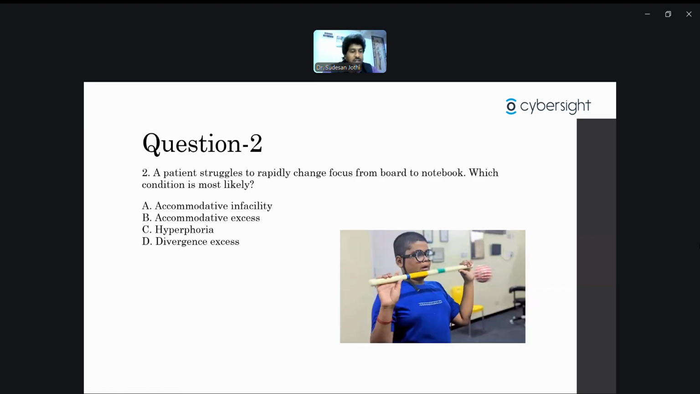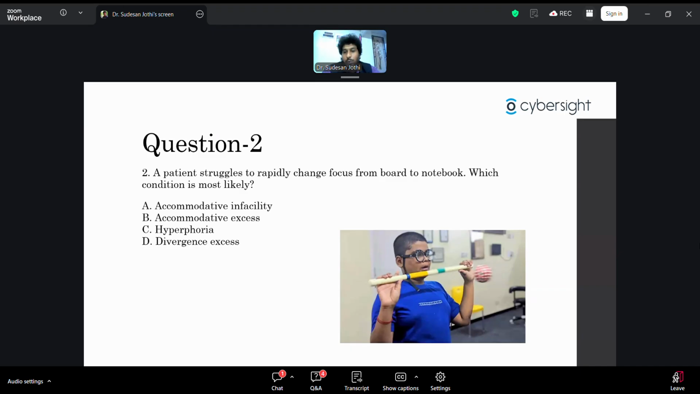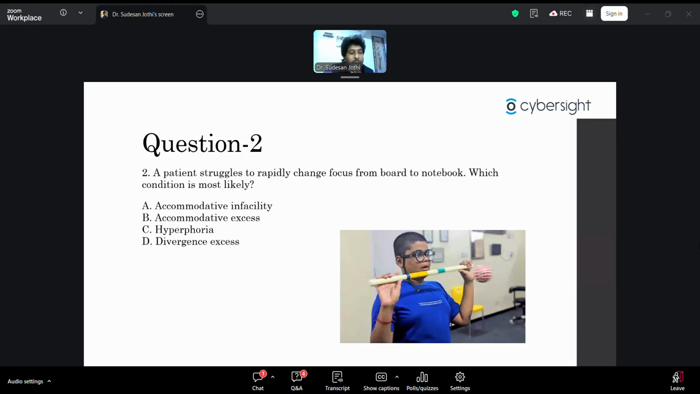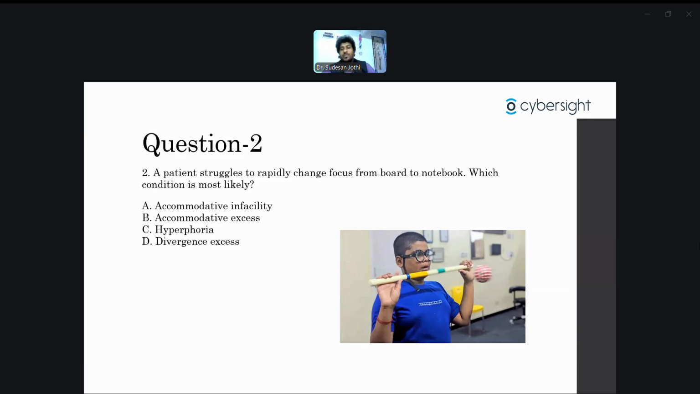The classic sign of CI is a greater exophoria at near, as in the previous question. Stepping on to the next question, the patient struggles to rapidly change focus from a board to a notebook. Which condition is most likely? You can find the options: accommodative infacility, accommodative excess, hyperopia, and divergence excess. We'll wait for the answer.